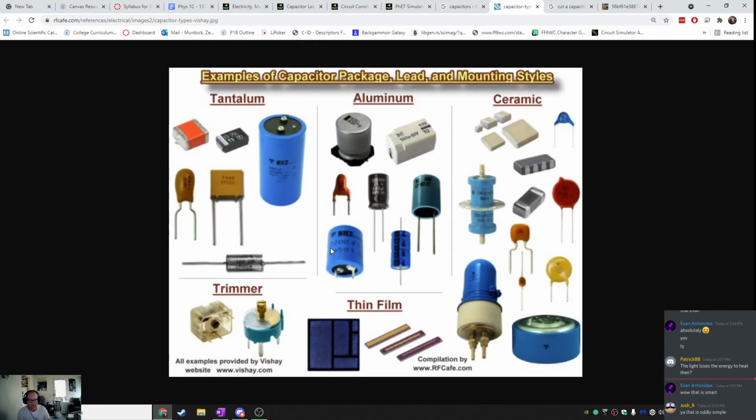Like this one right here, probably can't read it too well, but it says 2200 microfarads, I think. So that's a 2200 microfarad capacitor. This one looks like 60 microfarads, maybe 680 microfarads. I can't completely read it, but usually written on the outside of the device you're going to have the information about what its capacitance is.